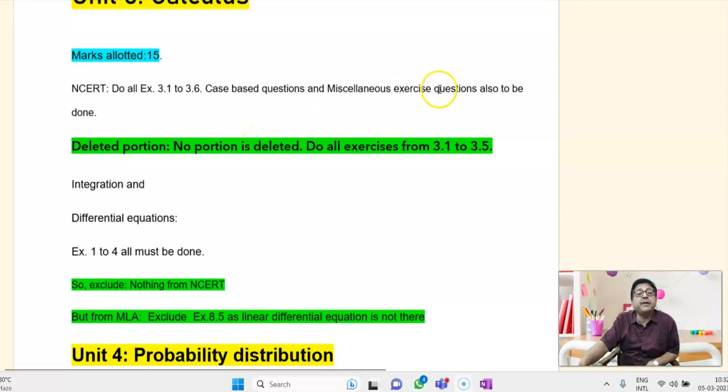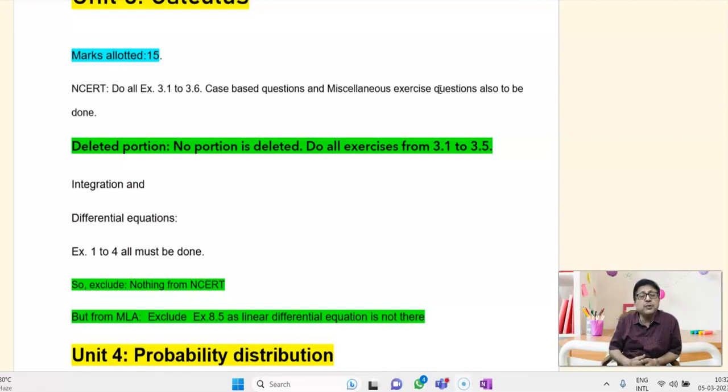Don't leave any topic. Some people will say that logarithmic differentiation is not stated, so I will not do it. I will suggest you don't leave logarithmic differentiation. You must do it, because logarithmic differentiation is the basis of all the differentiations. It can be included in differentiation of parametric functions, implicit functions, anywhere. So don't leave logarithmic function differentiation. That's why I suggest you do all exercises from 3.1 to 3.5.